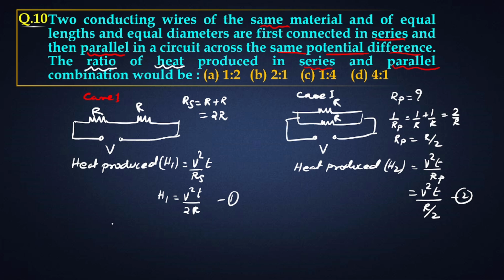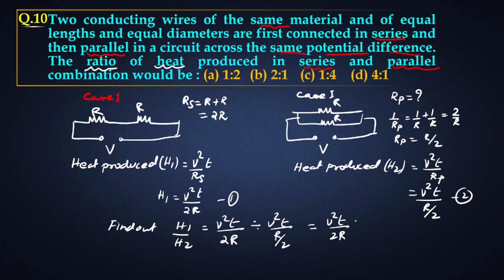So you are supposed to find out H1 by H2. So it is V square T divided by 2R divided by V square T divided by R by 2. So this becomes V square T divided by 2R multiplied by R by 2 multiplied by V square into T. See, V square cancels, T cancels, R cancels. So what is the value? 1:4.